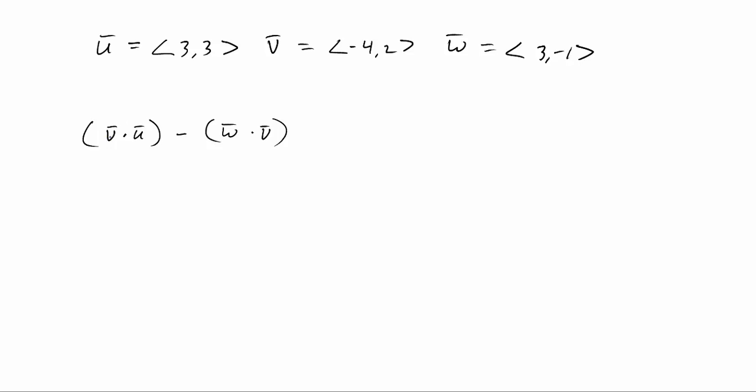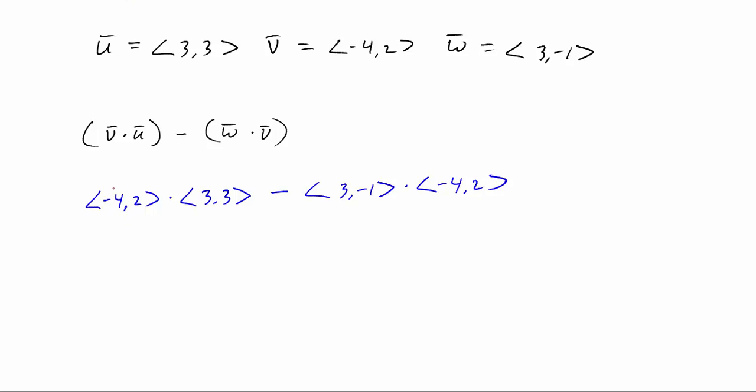All right, so first here we have v, which is negative 4, 2. So in place of v, we're going to write negative 4, 2, and that's going to be multiplied by u, which is 3, 3, minus w, which is 3, negative 1, and v, which is negative 4, 2. So now we're just going to look at this one by one.